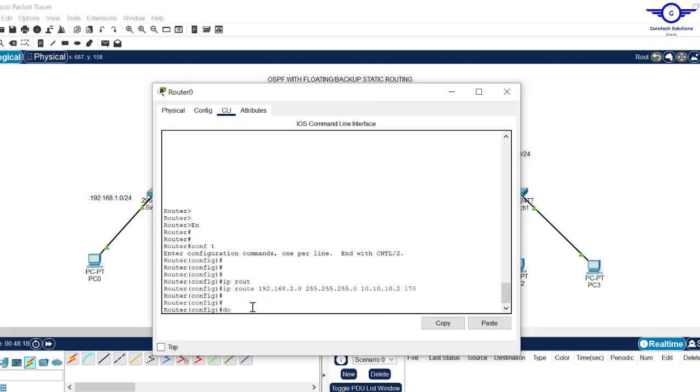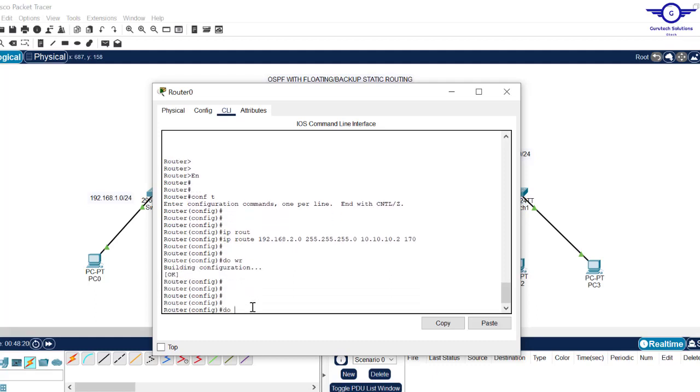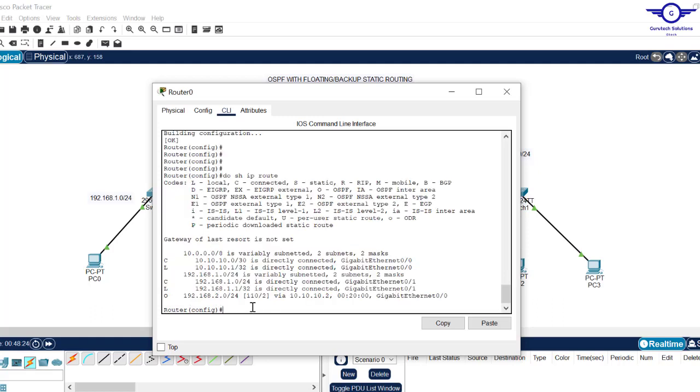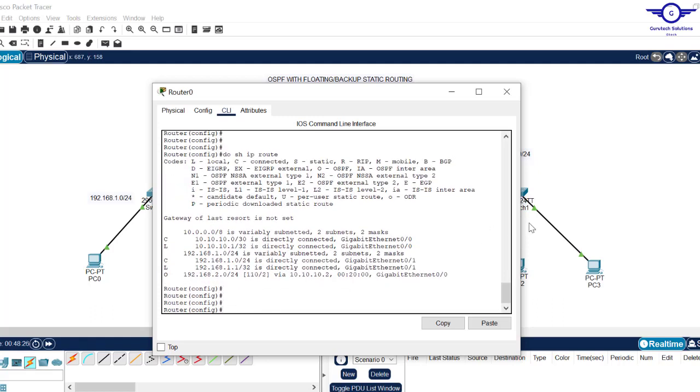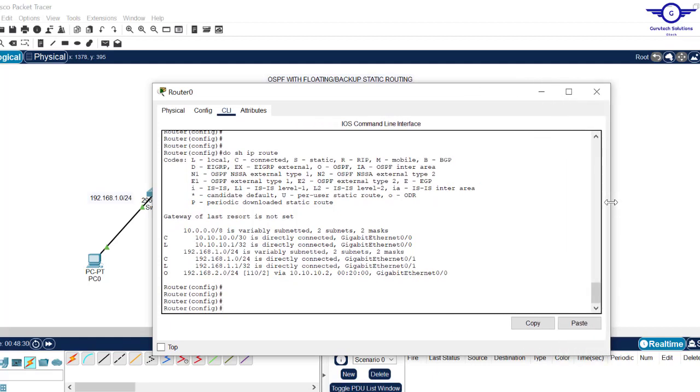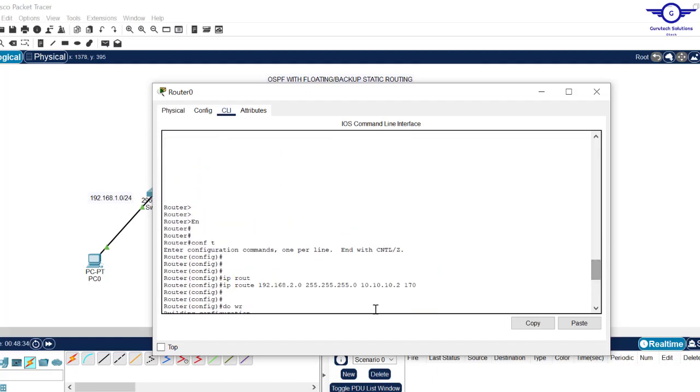So just say do write and do show ip route. So currently, when you say do show ip route, did you understand this part very fast? No. Okay. The confusion is the 170.